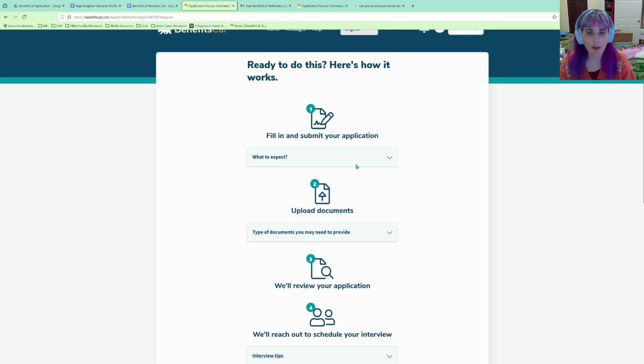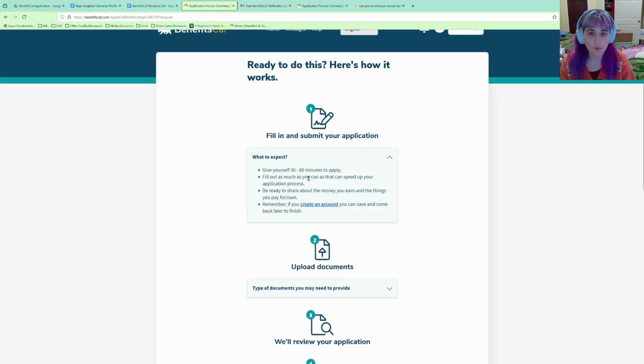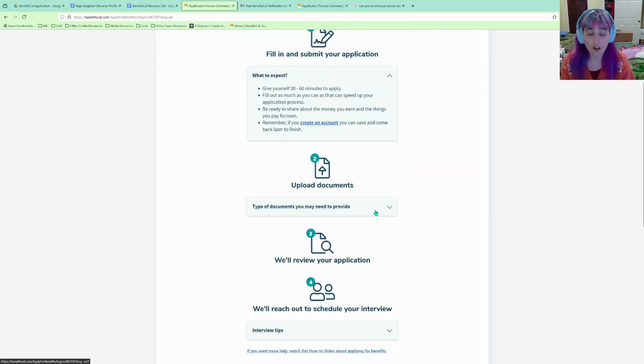It'll bring you to this page, which will be like what to expect. Give yourself 30 to 60 minutes to apply. I'd say that's about accurate, especially if you're doing multiple programs instead of just applying to one or two. Have your income information ready, as well as your basic information. Social security number can be helpful, for example, if you have one. You can apply if you don't, by the way.